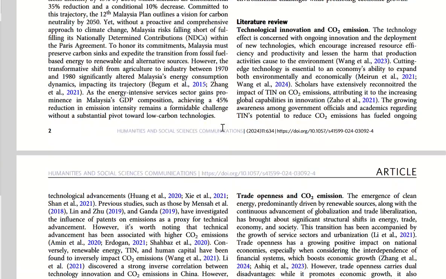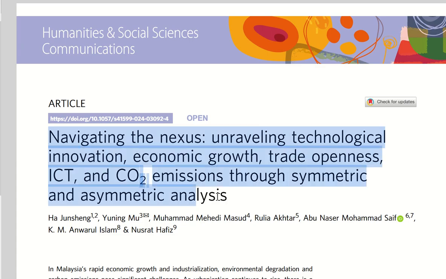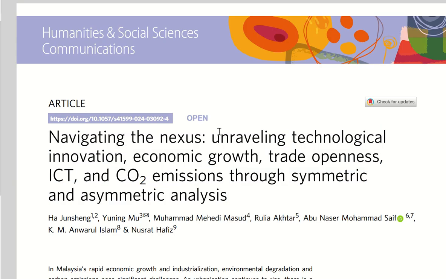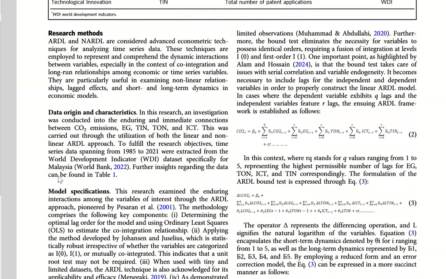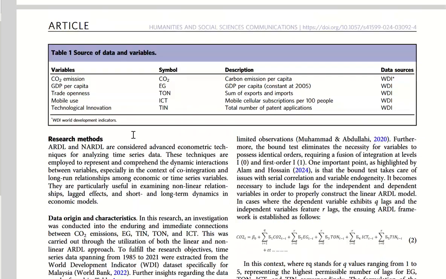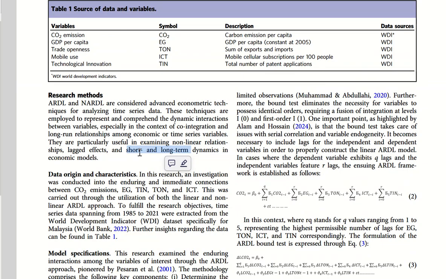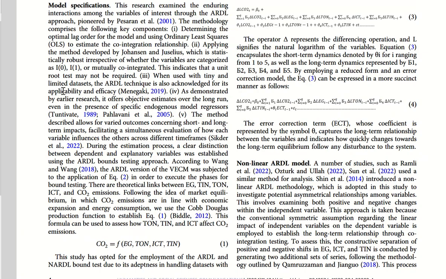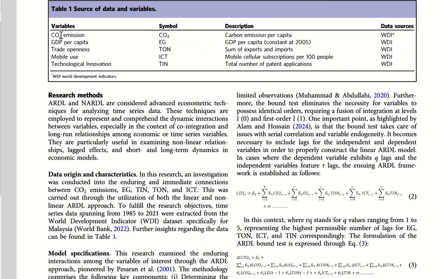So this is the paper we discussed from our first class of research understanding, from abstract to data origin and characteristics. Today we are going to discuss model specification. First, let us understand why the author used this model. The author wants to examine the long run and short run scenario between variables: CO2 emission, GDP per capita, trade openness, mobile use, and technological innovation.